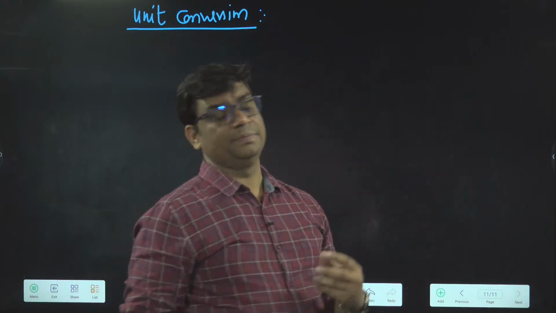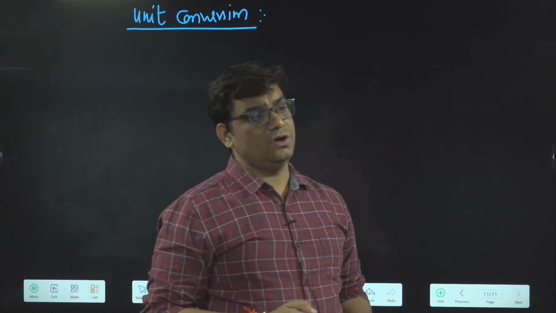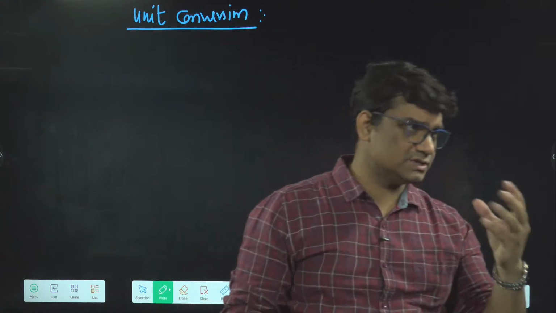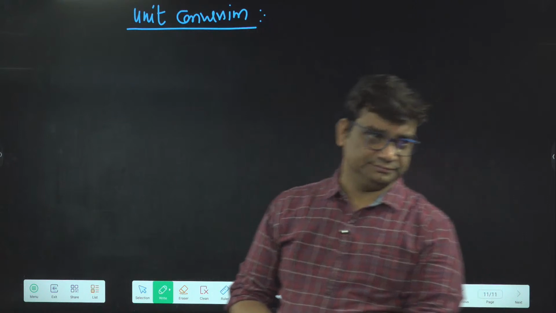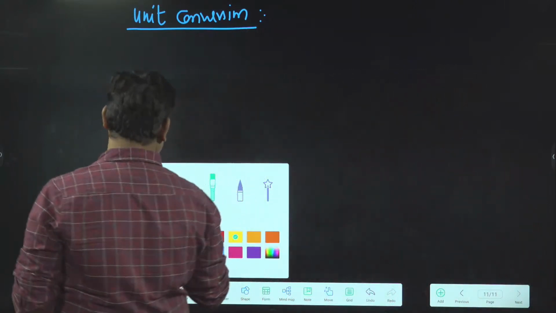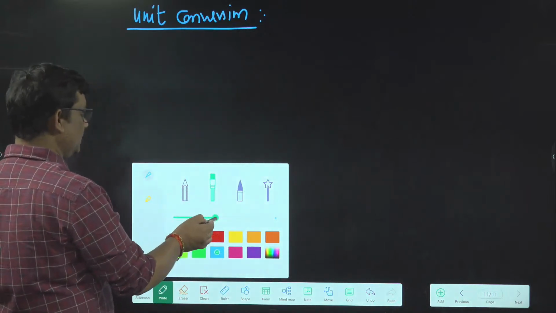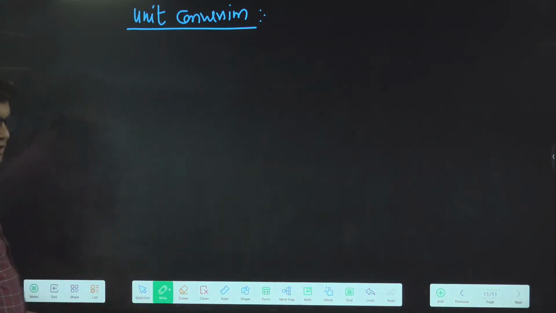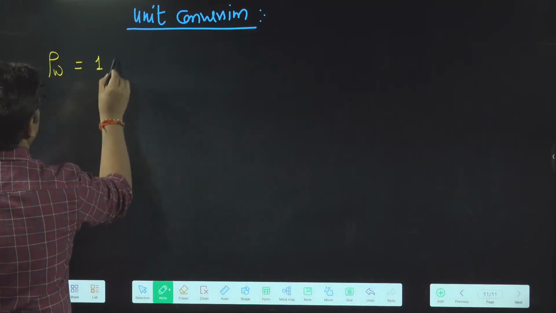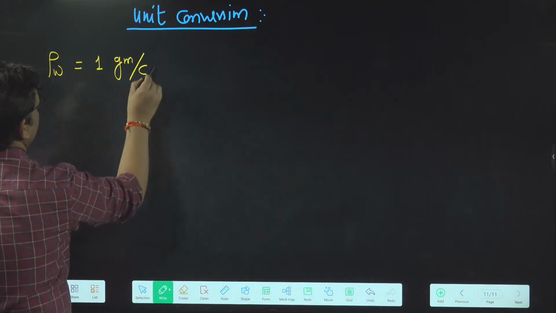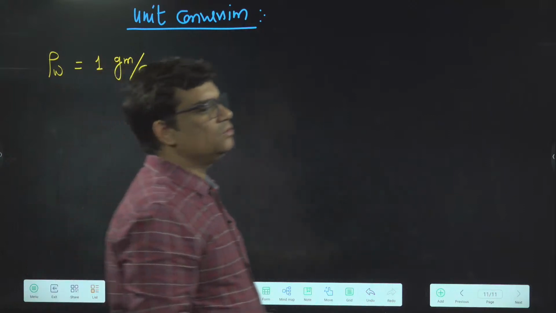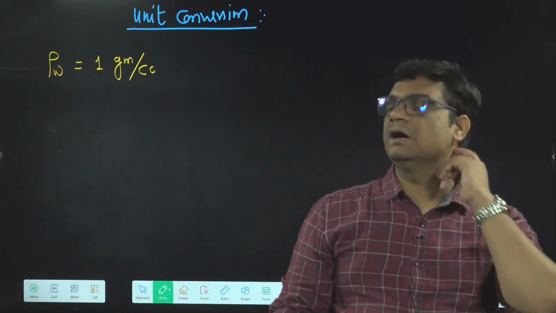If I ask what is the density of water, I'm asking for a value here. You can say, sir, 1 gram per ml, or 1 gram per cc. So everyone knows the density of water is nothing but 1 gram per cc. Someone is saying 1000 also. Yes, 1000 also we can say.